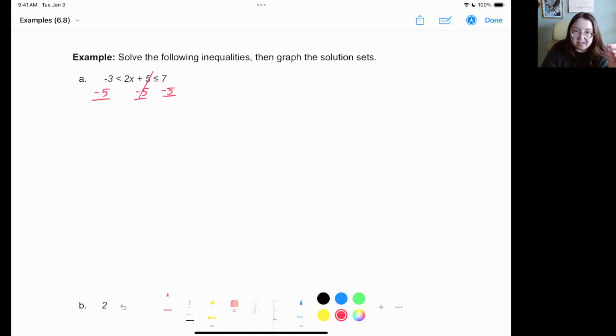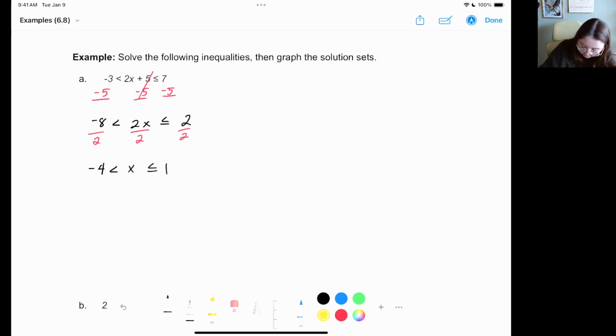But then on our left end, we have -3 minus 5, which is -8, less than 2x, no 5 anymore because we got rid of it, is less than or equal to 7 minus 5, which is 2. So anything you do to the center, you also do to each end. Then, in the center, we have 2x. We want this to just be x, so we'll divide by 2. And anything we do to the center, we also do to the ends. Dividing by +2 doesn't change anything about our signs. So we just simplify. -8 divided by 2 is -4. 2x divided by 2 is x. And 2 divided by 2 is 1. So we get our compound inequality, -4 less than x less than or equal to +1. So now that we have this, we're going to go ahead and graph.